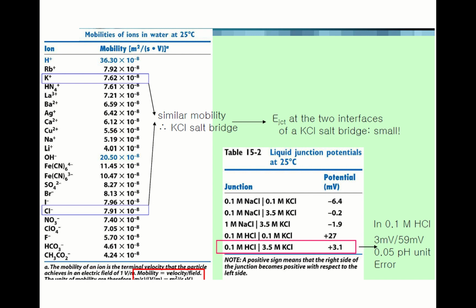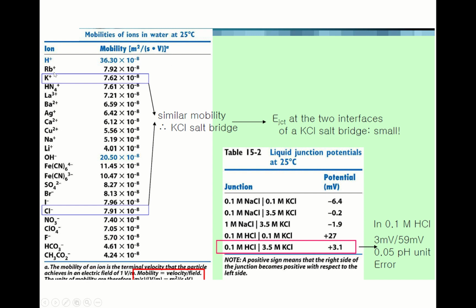Here, this table tells the mobilities of several ions. Mobility is defined as the speed in the electric field. Okay, you understand? So mobility is speed. Speed unit is meter per second, and electric field unit is volt per meter. So mobility unit is meter squared divided by second and volt.